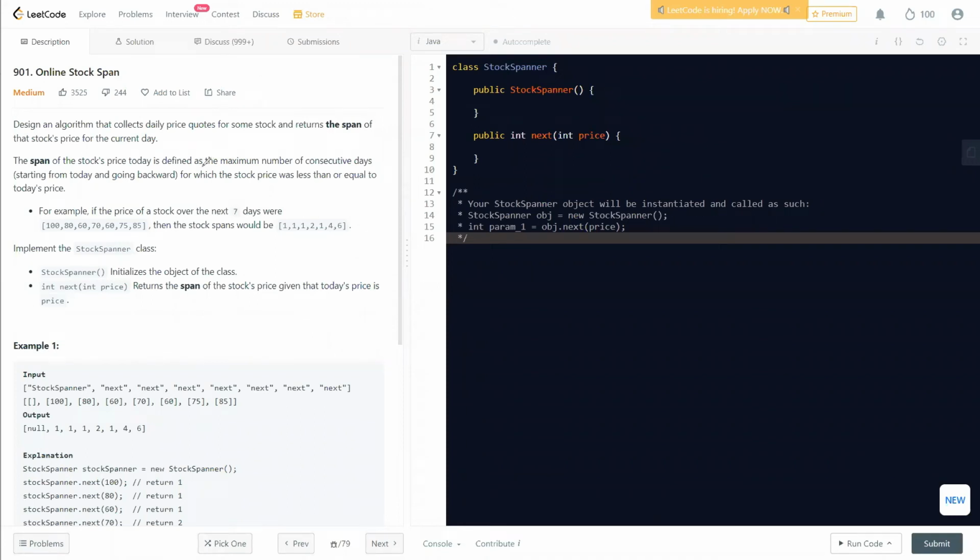In this video, we'll discuss another code problem, that is the online stock span. This is a medium type problem and we'll understand how we can solve this question easily and in a better way.